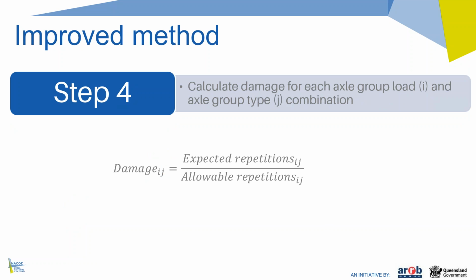The asphalt fatigue damage can then be calculated for each combination of axle group type and load. That's done by dividing the expected repetitions, which is our design traffic, for that combination by the allowable repetitions from step 3. And this is very much the same, or at least a very similar procedure to what is done for concrete pavements in the current asphalt pavement design guide.